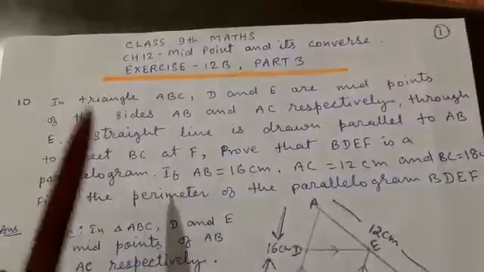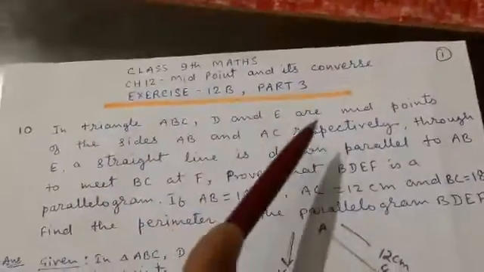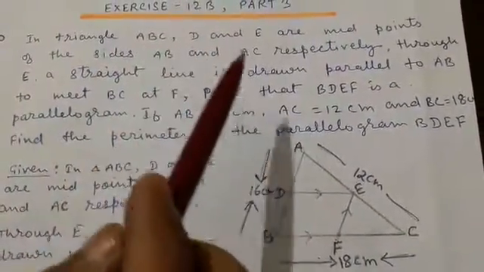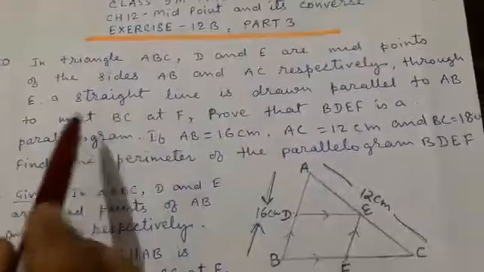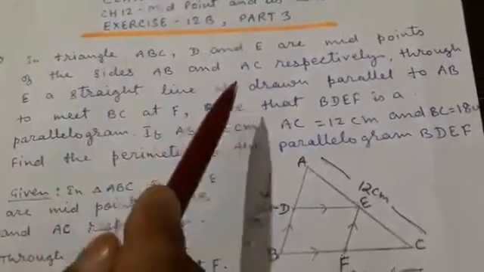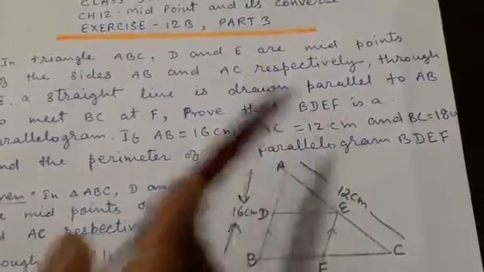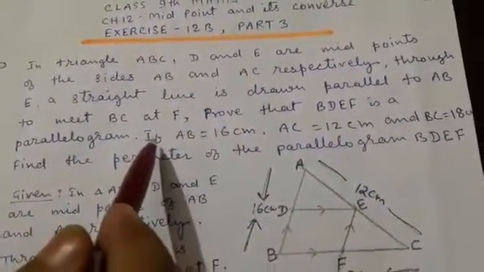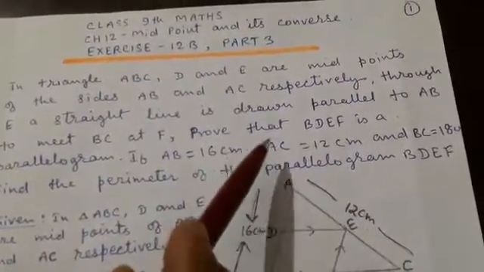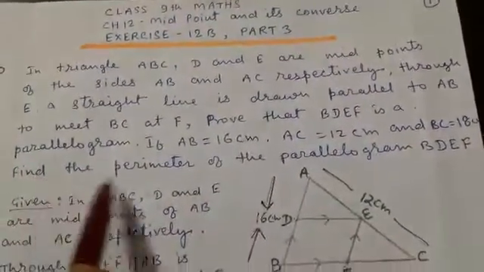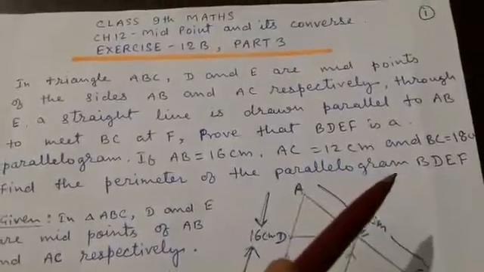Let us see. In triangle ABC, D and E are the midpoints of side AB and AC respectively. Through E, a straight line is drawn parallel to AB to meet BC at F. Prove that BDEF is a parallelogram. Second part, if AB is equal to 16 centimeter, AC is equal to 12 centimeter, and BC is equal to 18 centimeter, find the perimeter of parallelogram BDEF.